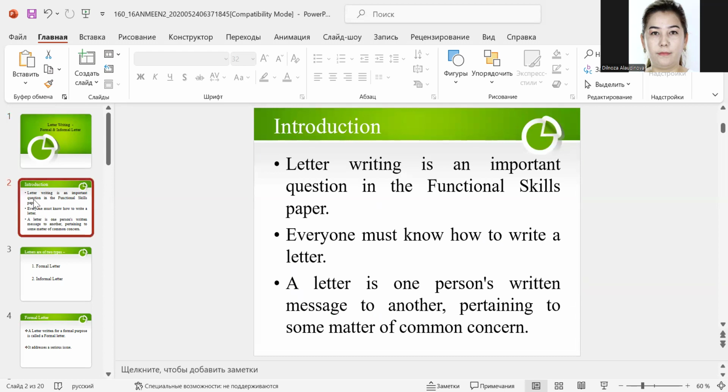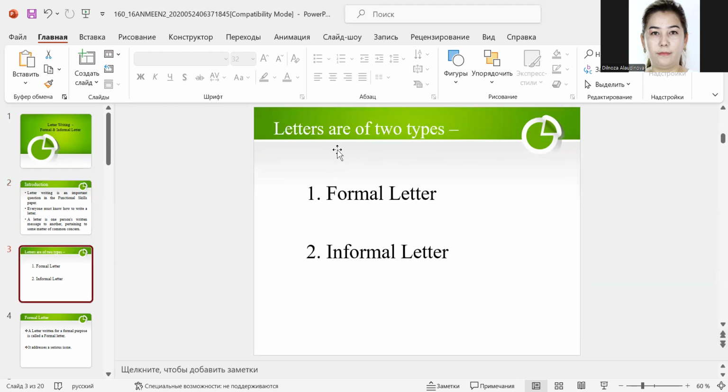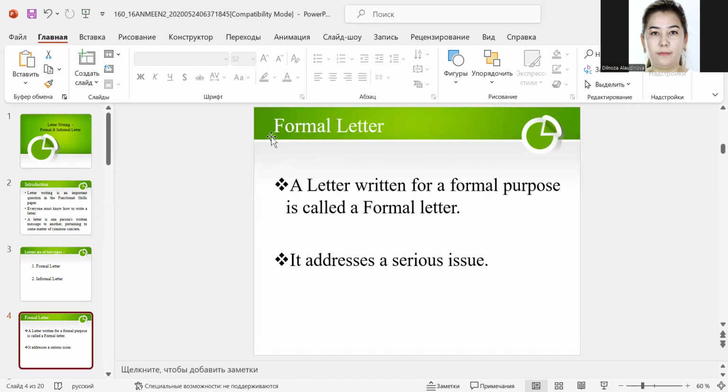Introduction. Letter writing is an important question in the functional skills paper. Everyone must know how to write a letter. A letter is one person's written message to another, pertaining to some matter of common concern. As I told above, letters are of two types, formal letters and informal letters. First of all, we must talk about formal letters.